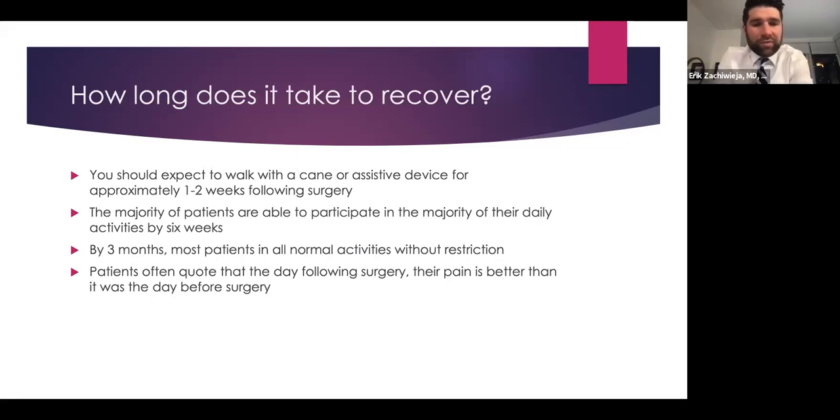Now, how long does it take to recover from a hip replacement? So in general, hip replacements are a much easier recovery than knee replacements. And typically it's about half the time for recovery as well. So you should expect to walk with a cane or an assistive device for about 1 to 2 weeks. In general, when patients come to see me 2 weeks following surgery, they're walking without any assistive device. You go for about 6 weeks of physical therapy, and by 8 weeks, most patients feel pretty darn good and are getting back to doing all activities with no limitations.